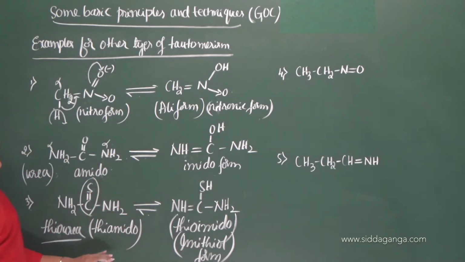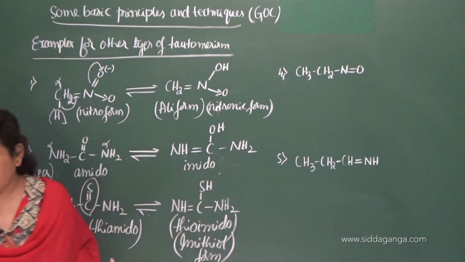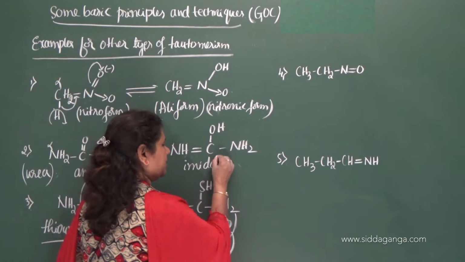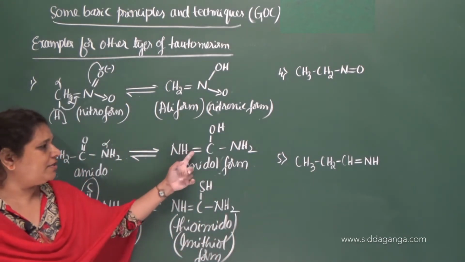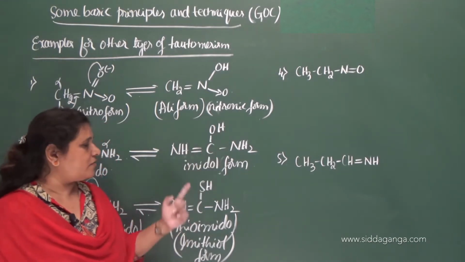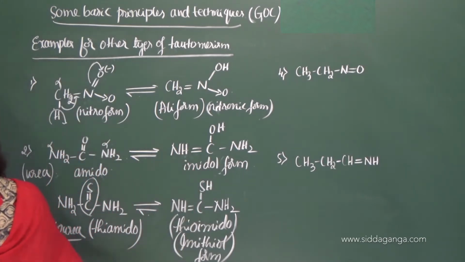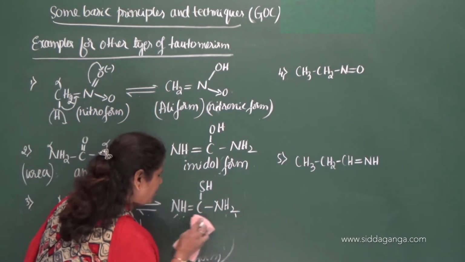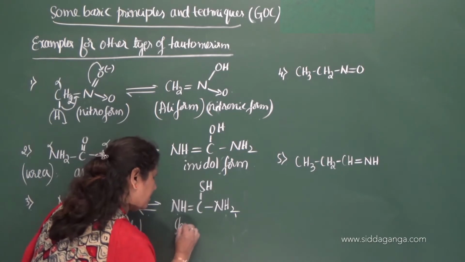So this is the conversion of amido to imido, or imidol you can also say. Imidol. OH is there. Imidol form. So when only NH double bond is there, it is the imido form. Since an OH group is also there, it is imidol. Imidol form, and this is the imethiol form. Thiol. What is thiol? Yes, thioalcohol. So it is imethiol.